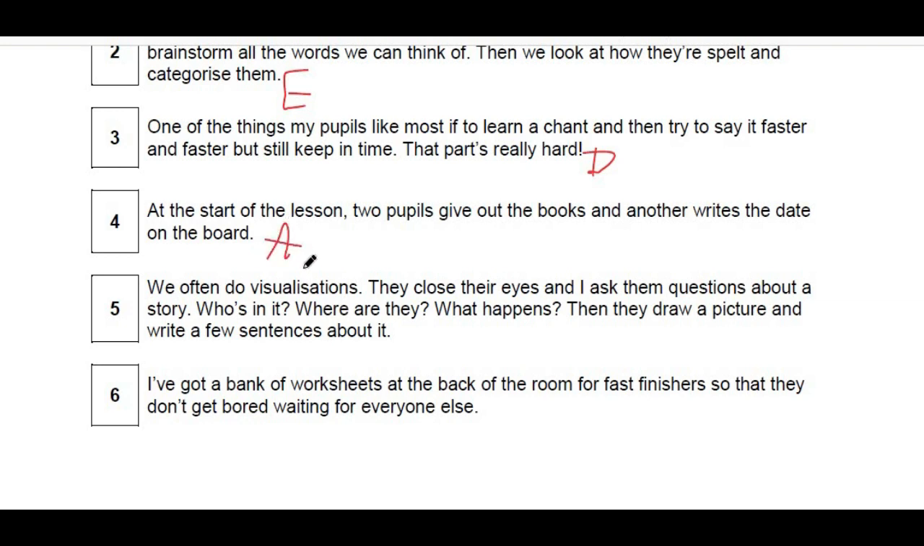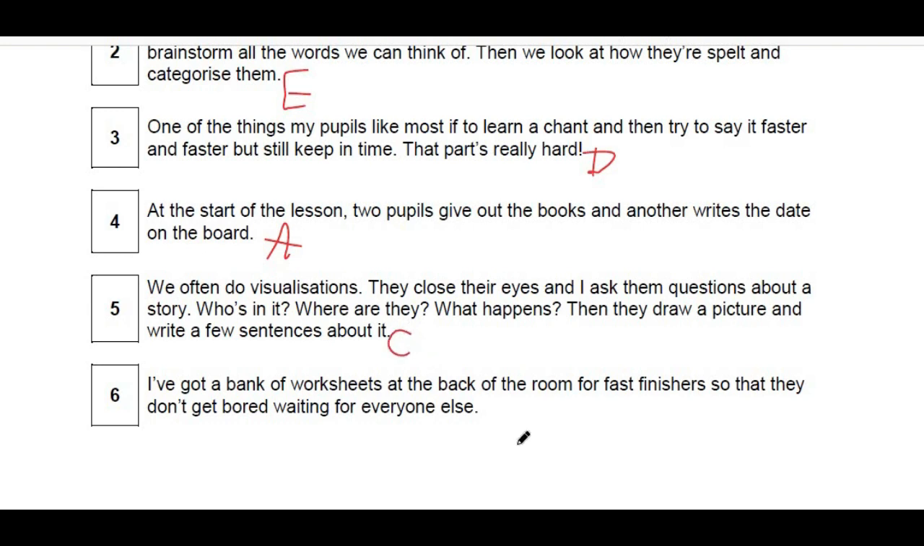Number 5, we often do visualizations. They close their eyes and I ask them a question about a story. Who's in it? Where are they? What happens? Then they draw pictures and write a few sentences about it. Now, visualization is when somebody closes their eyes and they create an image in their head or try to see something in their mind's eye. So the answer is C, which is opportunity to respond and use the language creatively. So they're being very creative with the language here because they're creating an image in their head. So that's C.